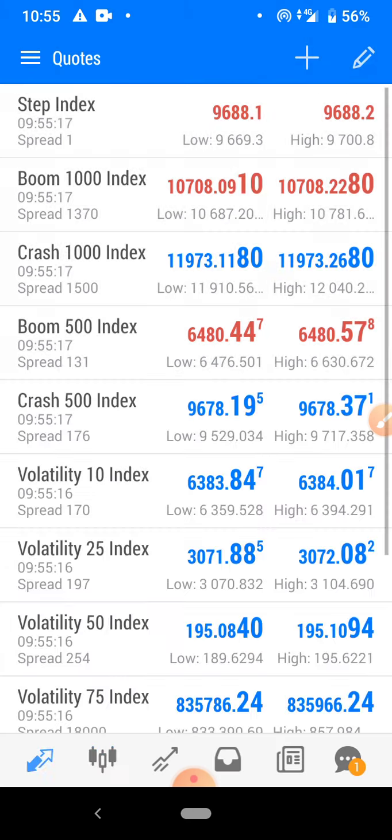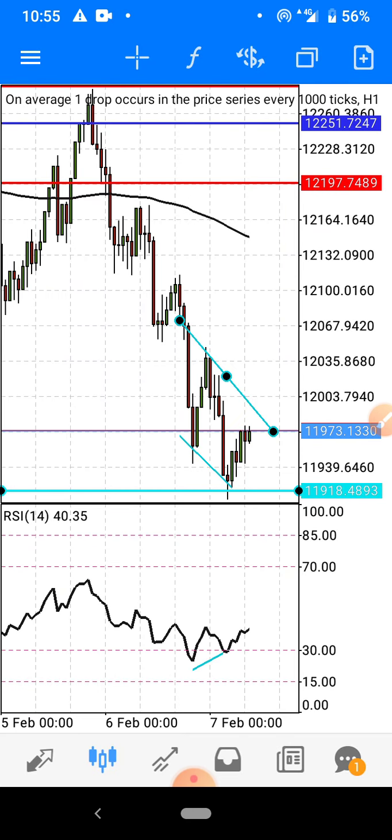Now let's check crash 1000. Like I said, we can't take this trade until the price has hit this channel, broken it, retested it, and gone back up. If not, please don't take this trade, because this current candle might end up rejected. It can just go to the channel, hit the channel, and start falling downwards again. I really hope this helps.